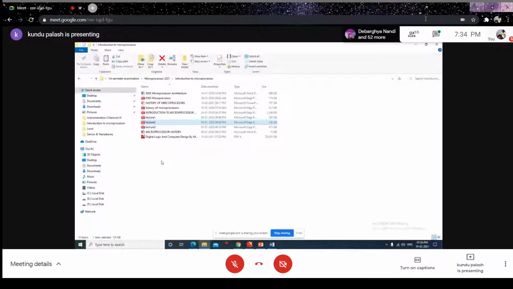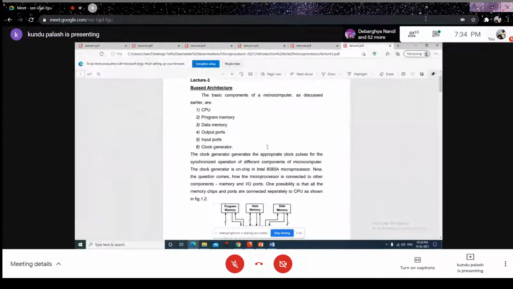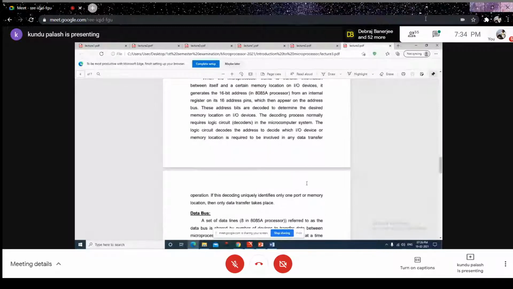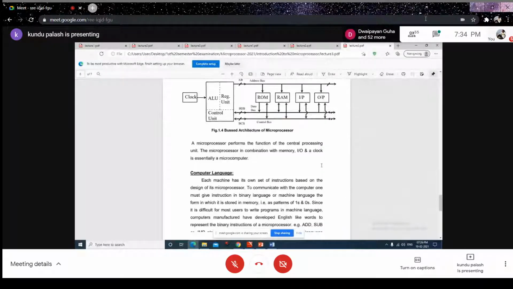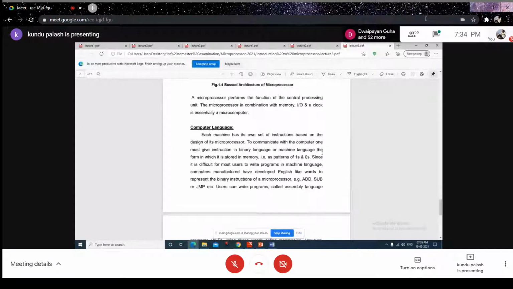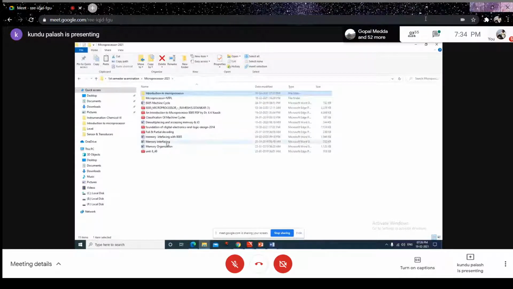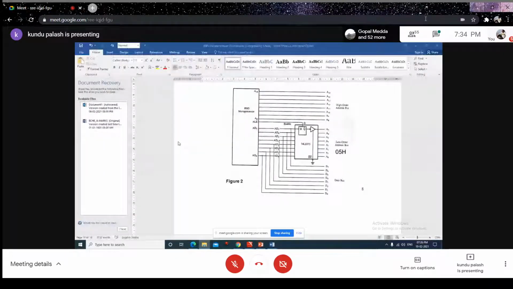Then the architecture you must go through in a better way, otherwise the concept will not be clear. I will follow this diagram. Then the interfacing with the memory will be required, which is why we need to understand memory organization.